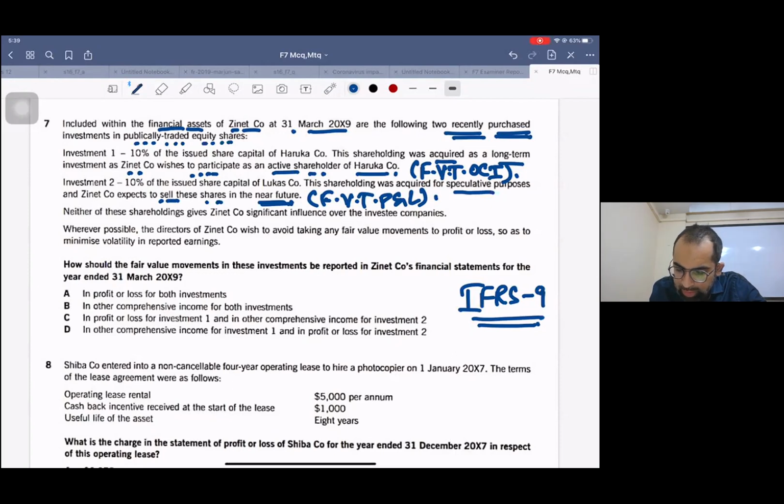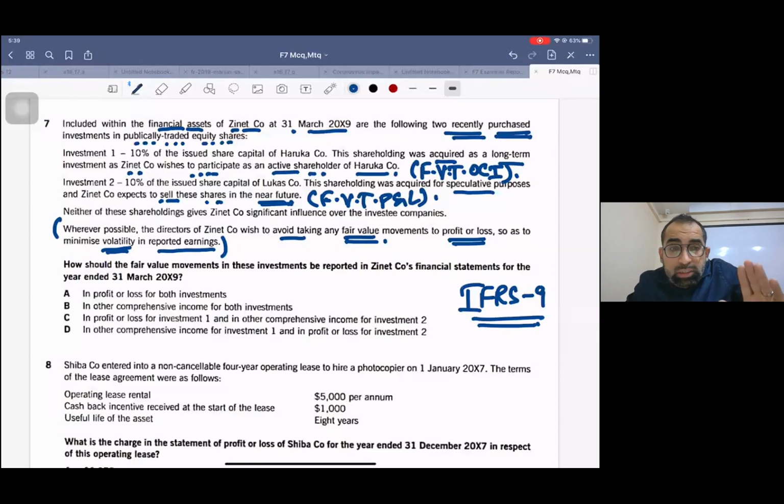Wherever possible, the directors of Zenith company wish to avoid taking any fair value movements to profit or loss so as to minimize volatility in reported earnings. See, this line is very important. Wherever possible, they like fair value through OCI. So in the first part they will easily get the permission, as it's long term and they will hold it. But the second one they will sell immediately, so they won't even get the permission of fair value through OCI.